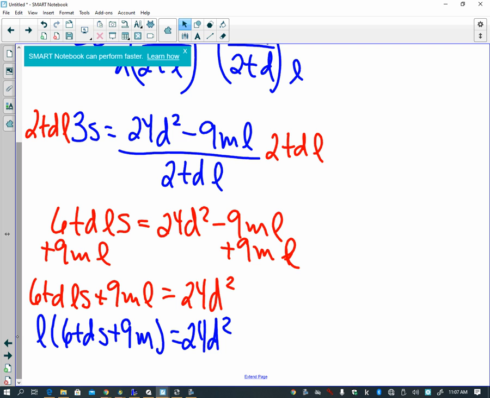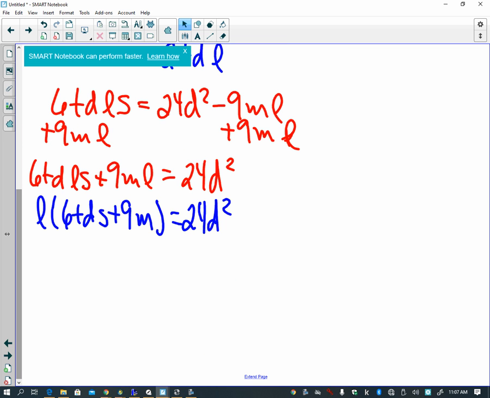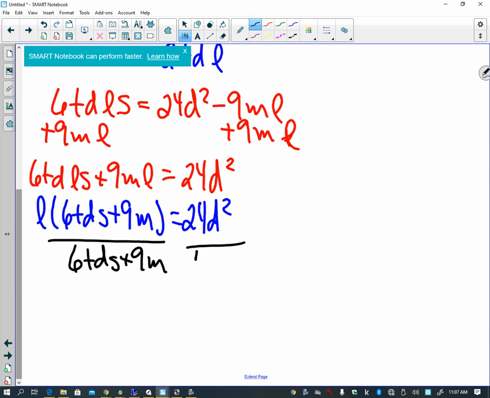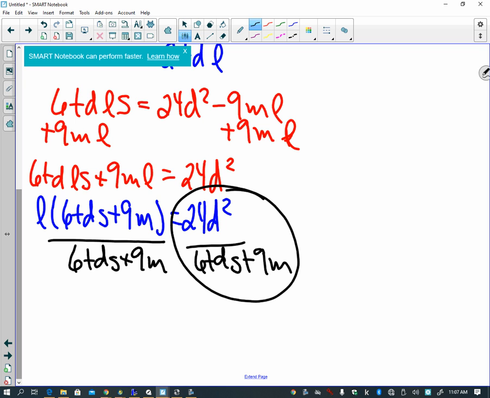Now that L has been factored out, I can move the rest of it over to the other side by division. So divide by 6TDS plus 9m. Almost made a mistake there. Out of all of this, I do want to look at what can be factored out, and it looks like a 3 can be factored out, leaving me with, I believe, 8d squared over 2TDS plus 3m. Is that the final answer?